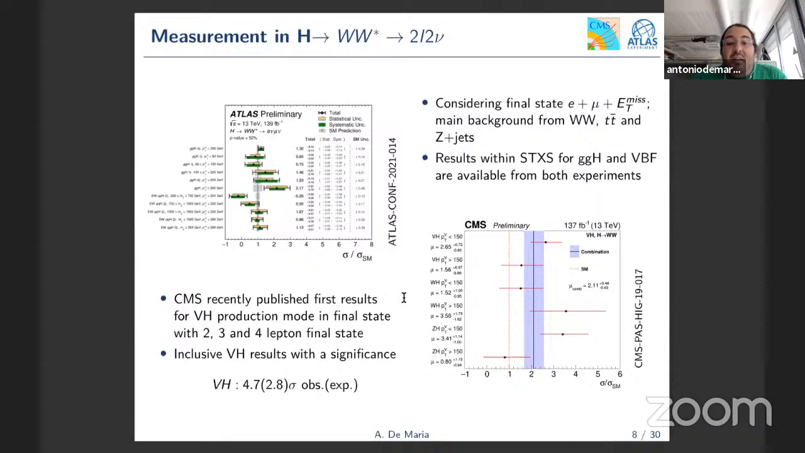While CMS has recently published also the first results for the VH production. This is considering two, three, or four-lepton final states, depending on whether you are going to check with the W or the Z boson in the final state. And we have also the inclusive VH results, right now with a significance of 4.7 sigma observed compared to the 2.8 expected. So we are nearly at the limit of the observation of the Higgs to WW in the VH production mode.